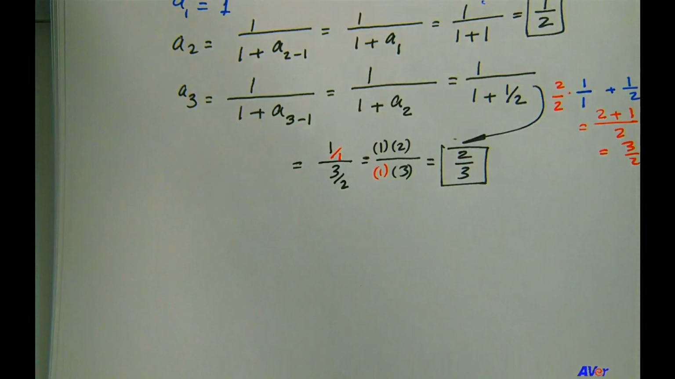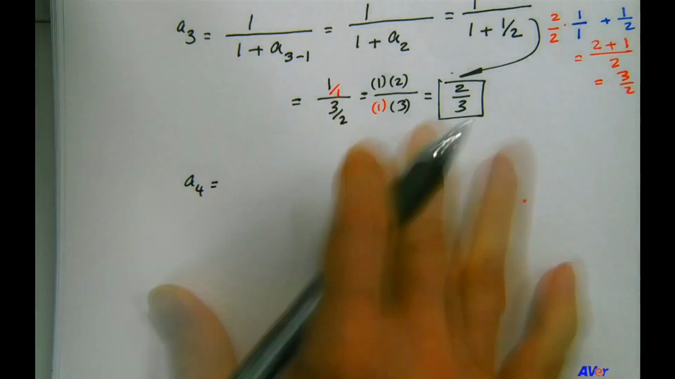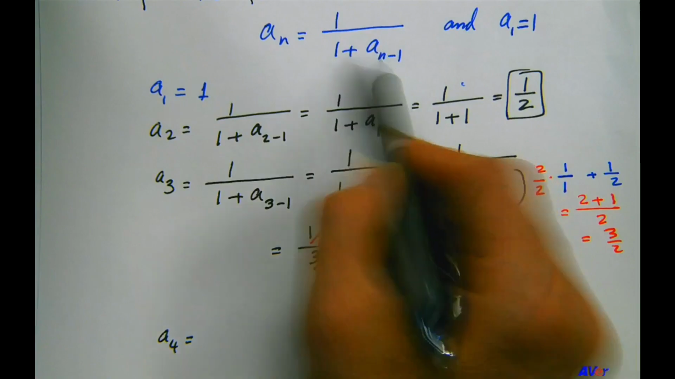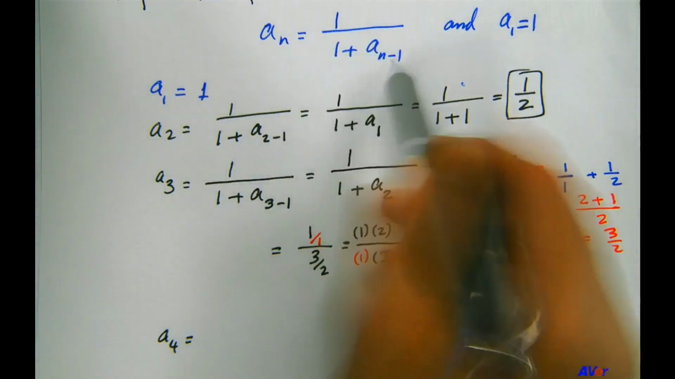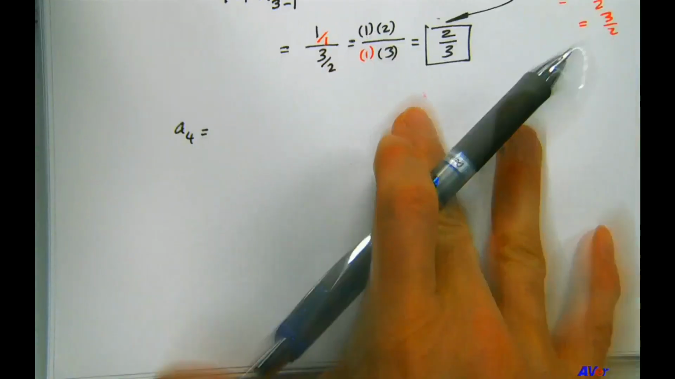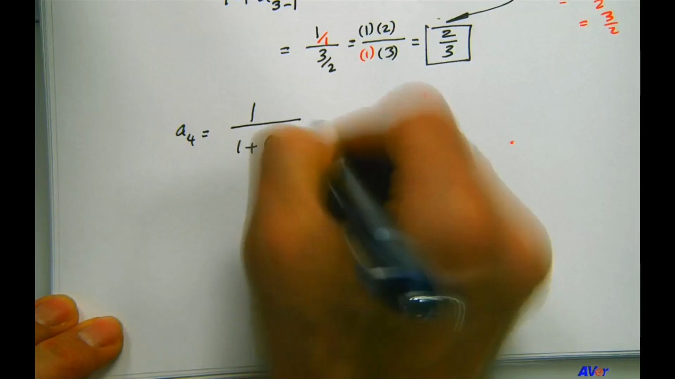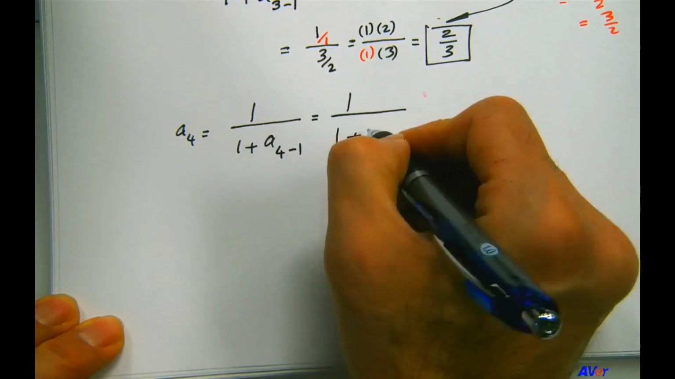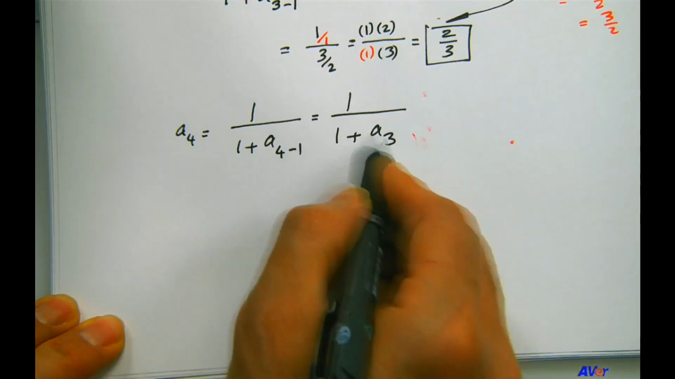Okay? So the fourth digit. The fourth digit would mean that I would have to replace n in this formula with 4. So 1 over 1 plus a4 minus 1. Let's do that. 1 over 1 plus a4 minus 1. So this simplifies to 1 over 1 plus a3, right? 4 minus 1 is 3.